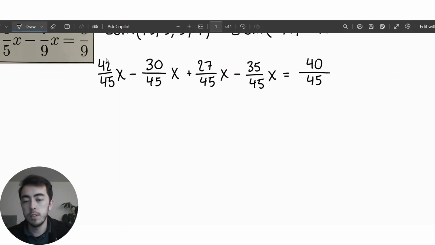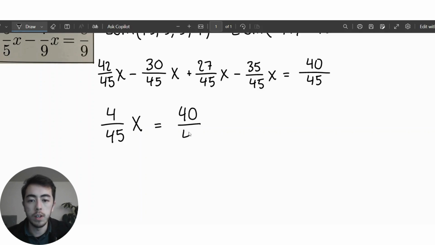When adding fractions or subtracting them, you only really need to look at the numerators. I know that 42 minus 30 gives me a 12. 27 minus 35 gives me negative 8. And so it looks like when I combine all of these together, I'll get a 4 on the top and a 45 on the bottom. And then I can't forget that x from all of them. And that will be equal to 40 over 45.